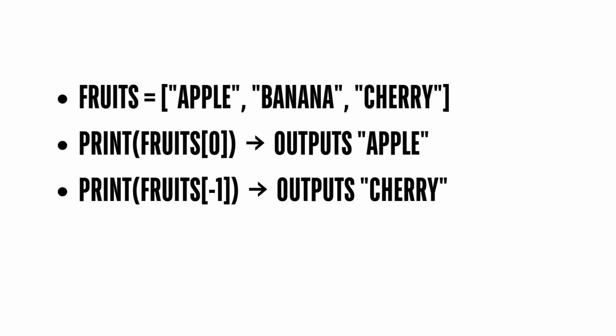To access the last item, we can use negative indexing. print(fruits[-1]), output: cherry. This is useful when we want to access items from the end of the list without counting their positions.